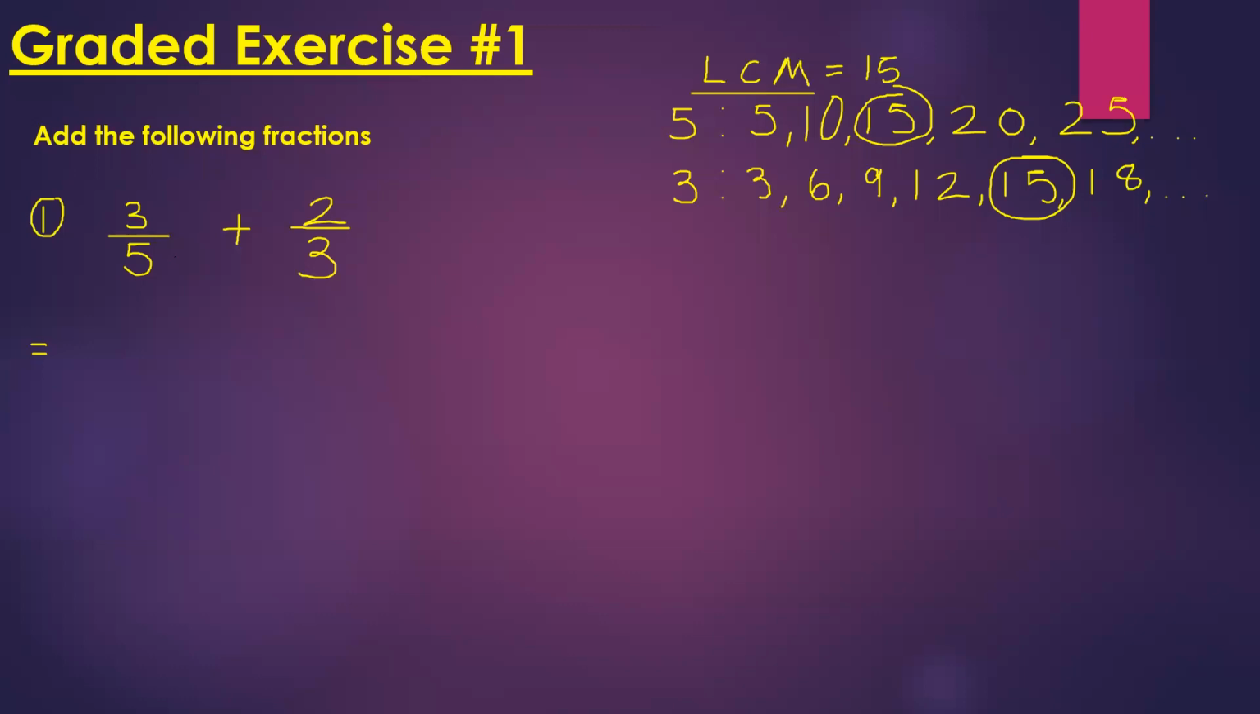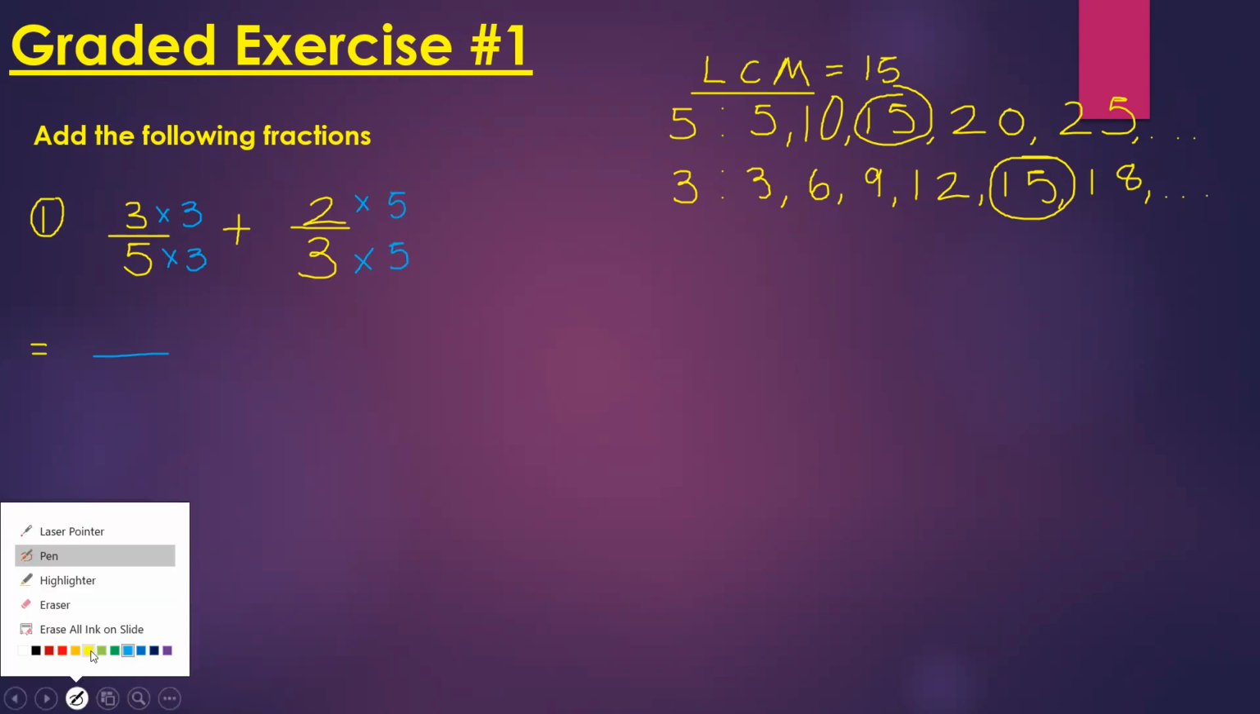5 goes into 15 3 times. Very good. And whatever we do to the bottom, we do to the top. And 3 times 5 is 15. So. Very good. All right, thank you.